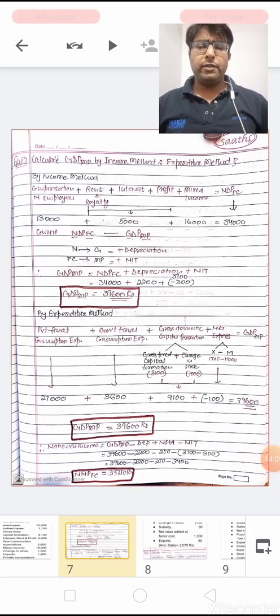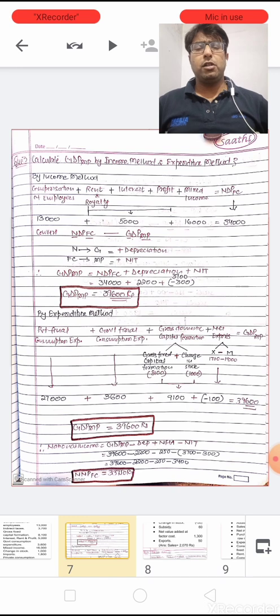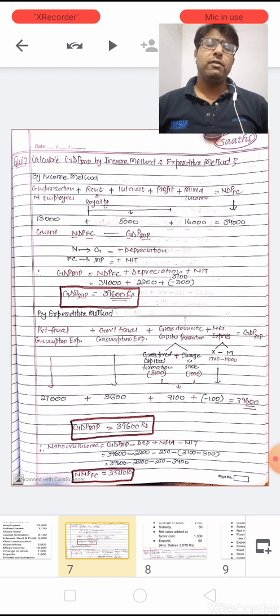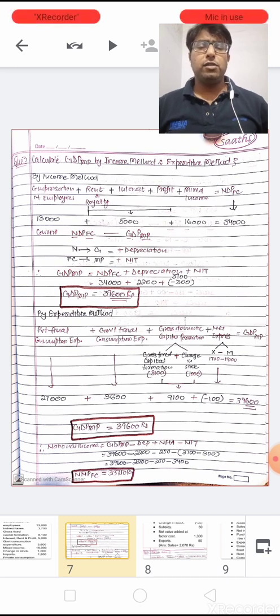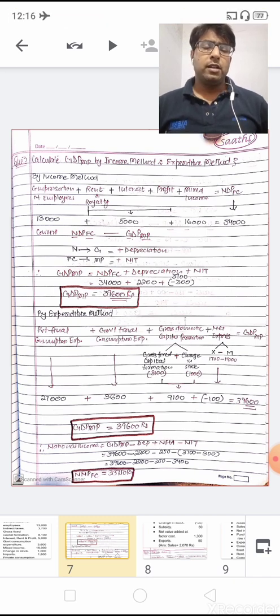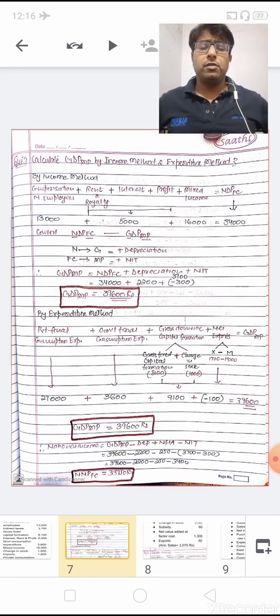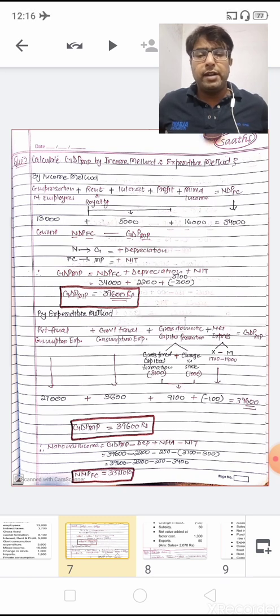So GDP-MP we are finding out first by income method, that is compensation of employees, rent and royalty, interest, profit and mixed income. These are all the components of the income method. When we add all these values, we get the value of NDP-FC, that is domestic income. So compensation of employees is given as 13,000, whereas the value of rent, interest and profit is given as 5,000. So 13,000 plus 5,000 plus the value of mixed income, 16,000, becomes 34,000, the value of NDP-FC.